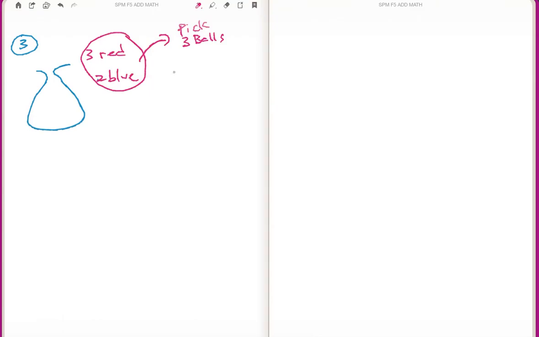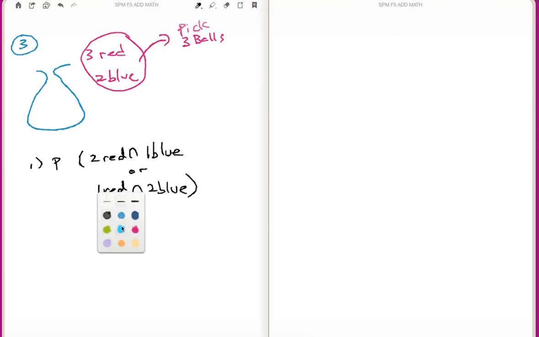at random, and you're asked to find the possibility that 2 red balls and 1 blue, or 1 red ball and 2 blue balls. Okay, so this is a question that sounds very complicated.